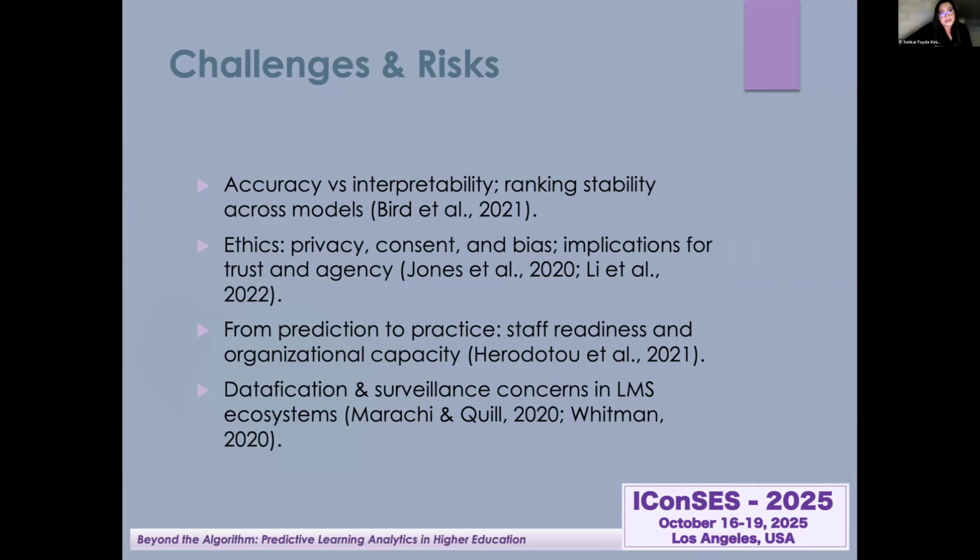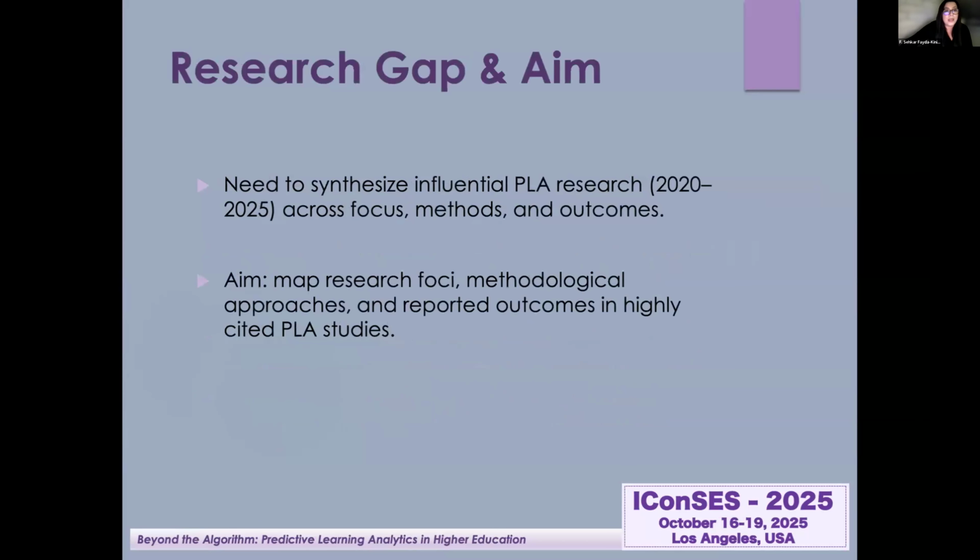And another issue is about ethics, because students are sometimes unsure whether they can trust that their data is consented or protects their confidentiality. This is another issue.